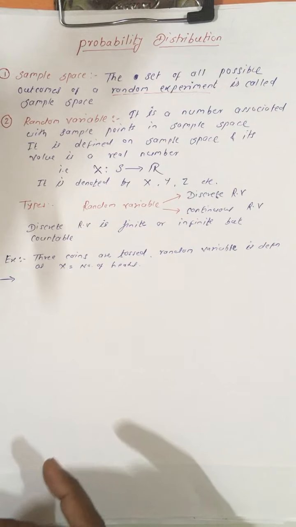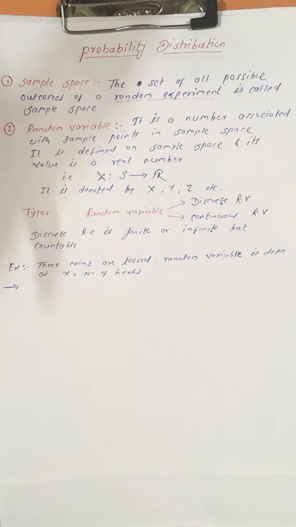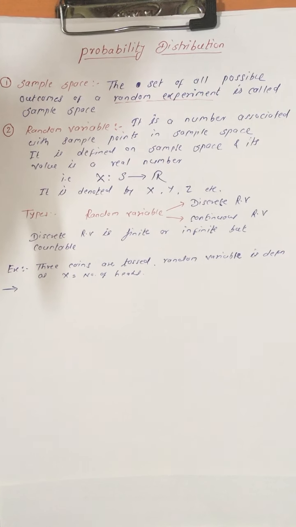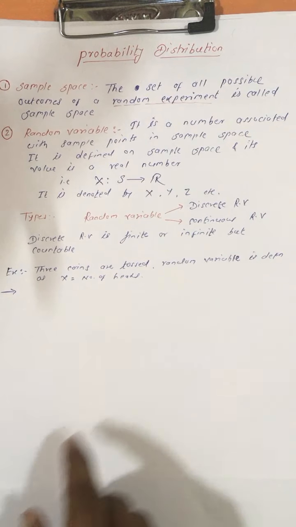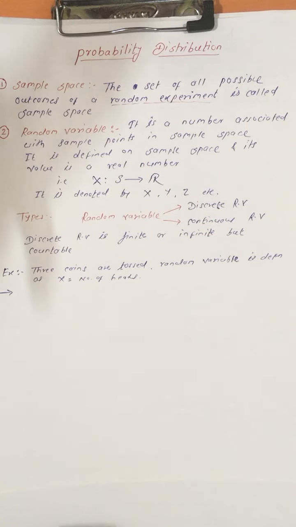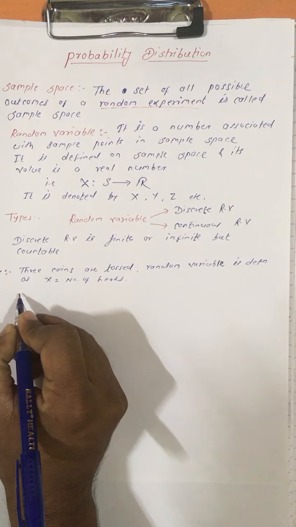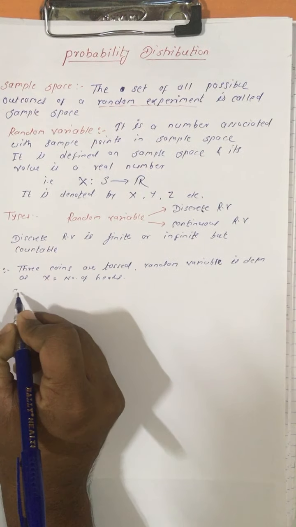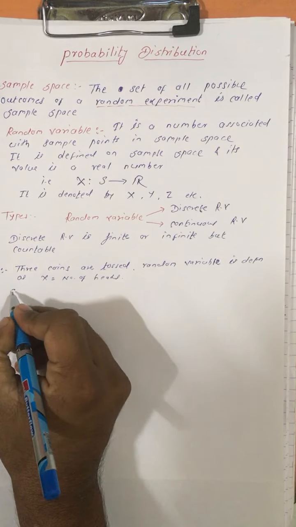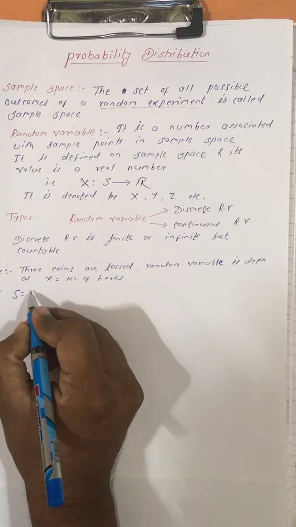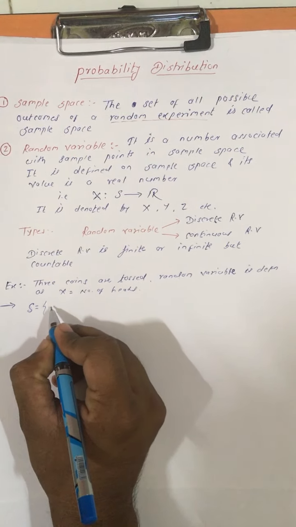Now, we see one example in which we clarify the concept of a random variable. The example here: 3 coins are tossed. The random variable is defined as X is equal to number of heads. First we find the sample space. S is equal to... Now there are total 8 outcomes. We know that. What are these outcomes?